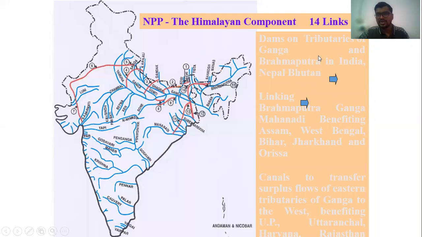Okay, so dams on tributaries of the Ganga and the Brahmaputra in India, Nepal and Bhutan as per the Himalayan component. They proposed to have dams on the various rivers in India, and Nepal and Bhutan, on the Ganga and Brahmaputra, on two rivers, the Ganga and the Brahmaputra. Linkage, if you are talking about, it is about the Brahmaputra, Ganga, Mahanadi. We'll see that in the next slide.